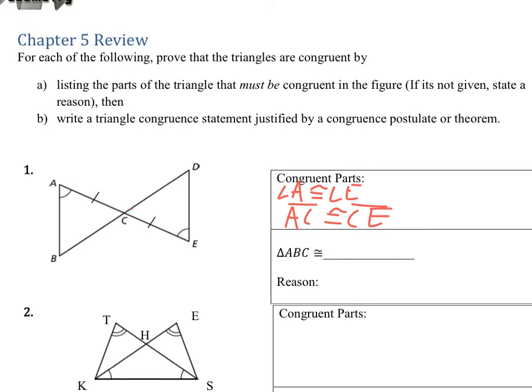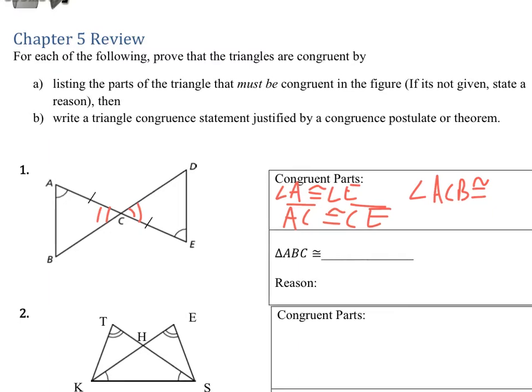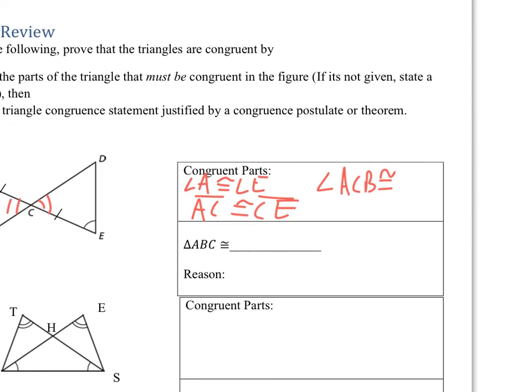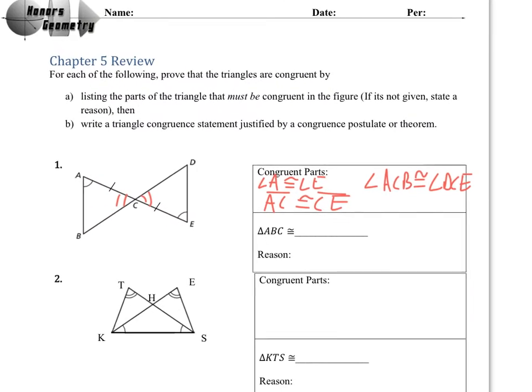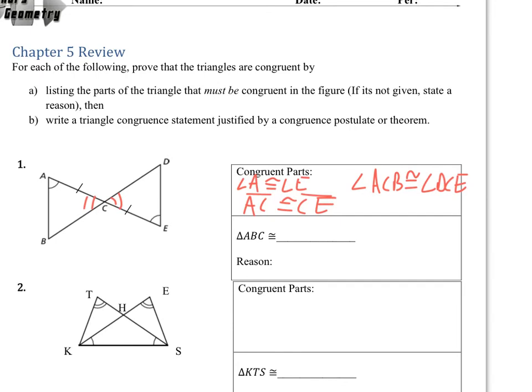We also got these vertical angles here. Always be looking out for vertical angles. And so we got angle ACB is congruent to DCE. Order doesn't matter when you're just talking about angles. Those are vertical angles, all right? And so the directions here say if it's not given, give a reason. So let's give a reason that it's vertical angles. Okay, vertical angles are congruent.